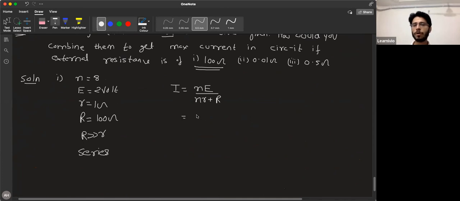How much is N? Number of cells, it's 8. E is 2. Again, N is 8, small r is 1, capital R is 100. So this is 16 by (8 plus 100), so it's 16 by 108 ampere. Is it clear? Arpit, Hishma? Yes, sir.